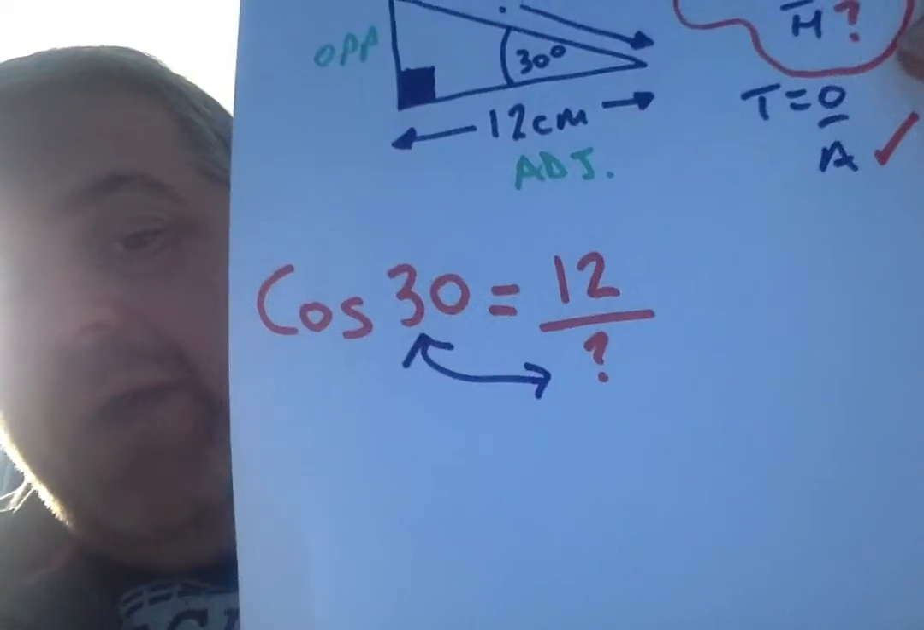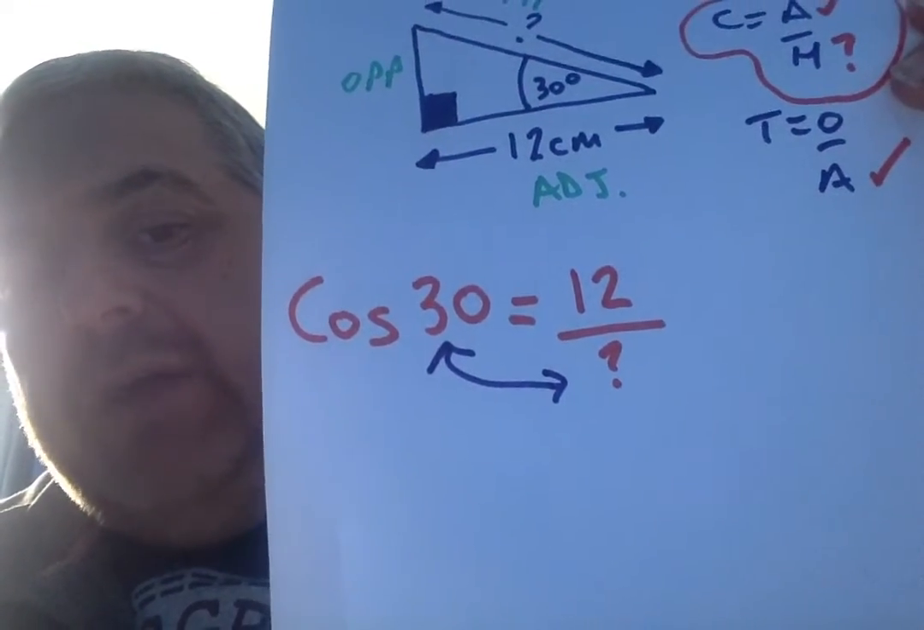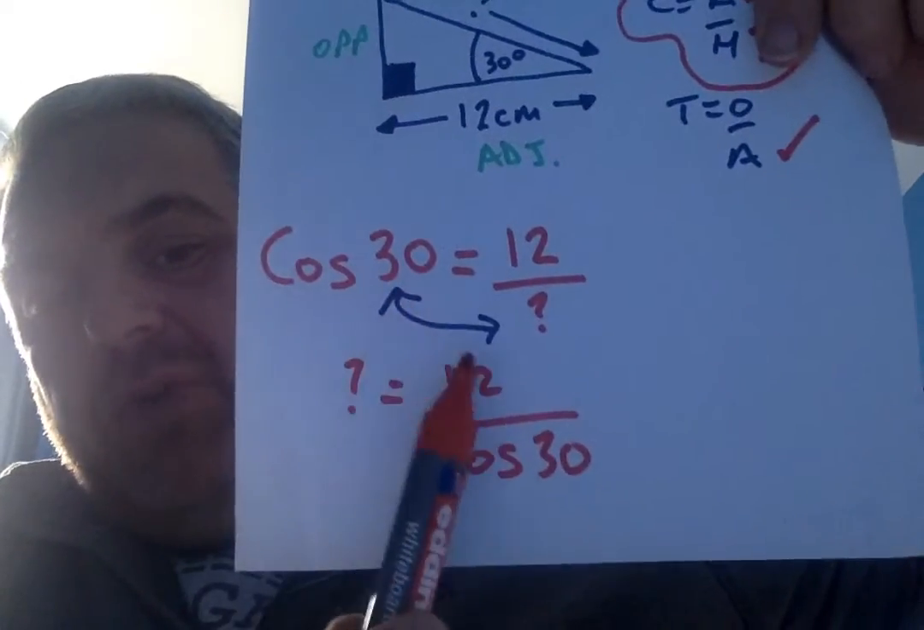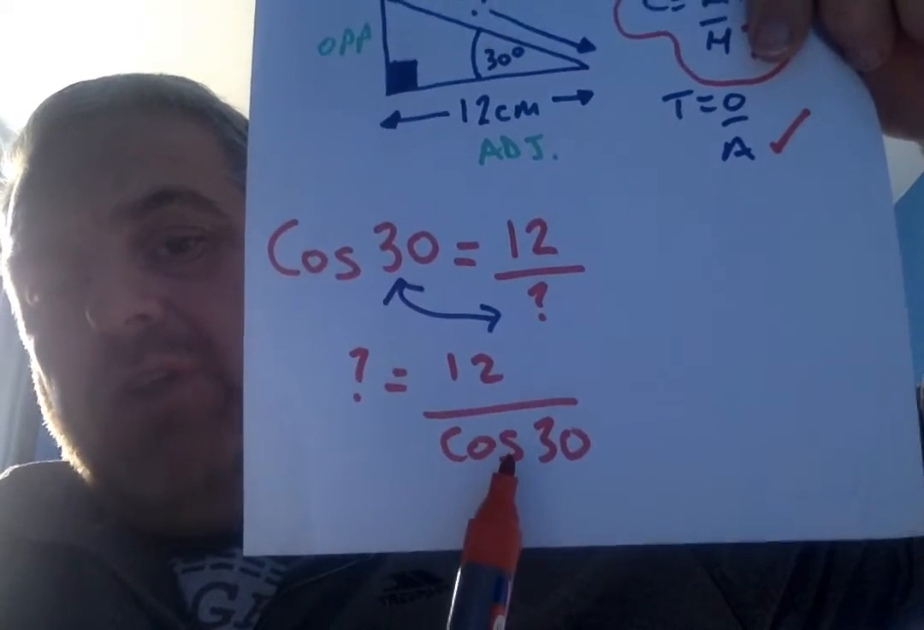Okay, now if I've taught you, I will have taught you how to do this, but I always just say to flip the values. Just flip them round. So whenever you've got an unknown on the bottom, think of it like a double-ended arrow. I'm just going to flip those two values around. So my unknown side equals 12 divided by the value of cos 30.